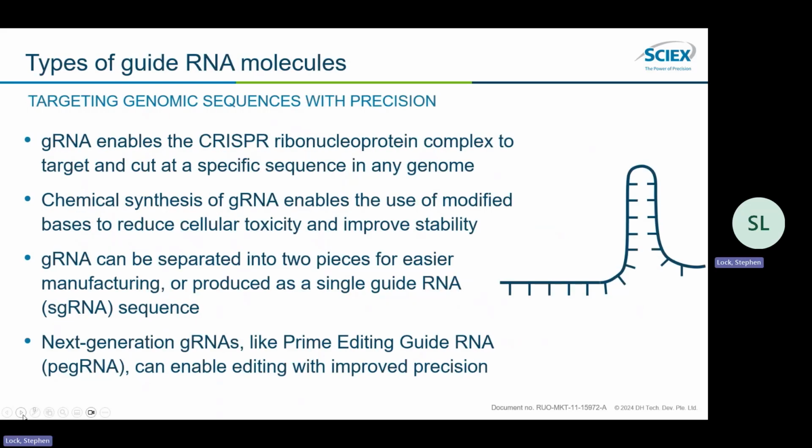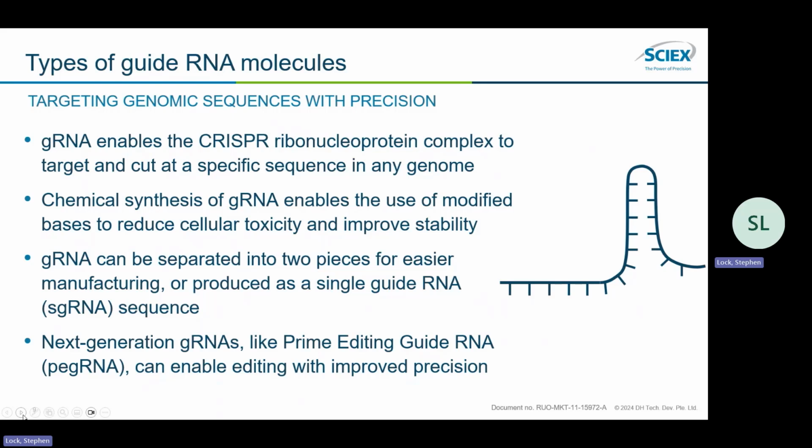So, types of guide RNA molecule used. Now, guide RNA molecules enable the CRISPR protein complex to target and cut a specific sequence in a genome. So basically, what you're doing is targeting these molecular scissors to chop out maybe a faulty section of genetic information.